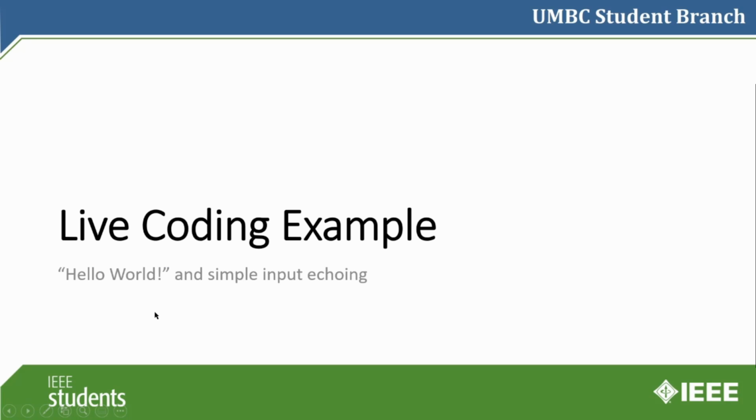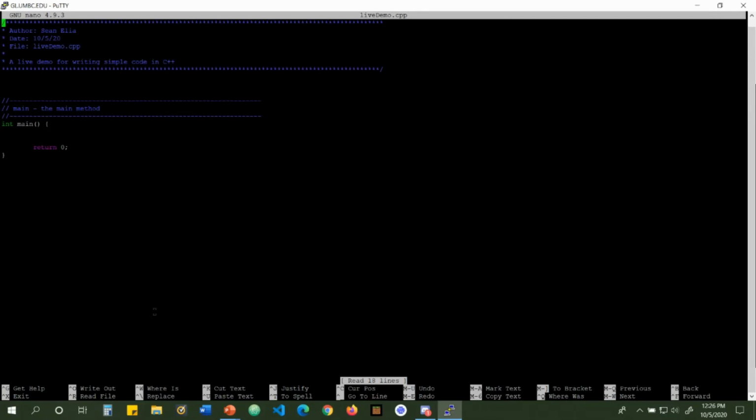Okay, so now we're going to take a look at a really basic coding example for how to use some of the things we talked about. This is a basic CPP file that I'm going to be using for this live demo. And a CPP file is just a file that stores C++ code. So the first thing we're going to do is add a few include statements.